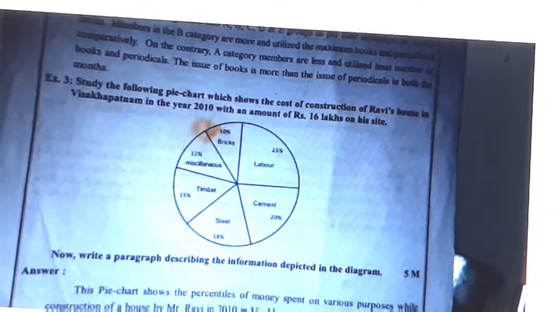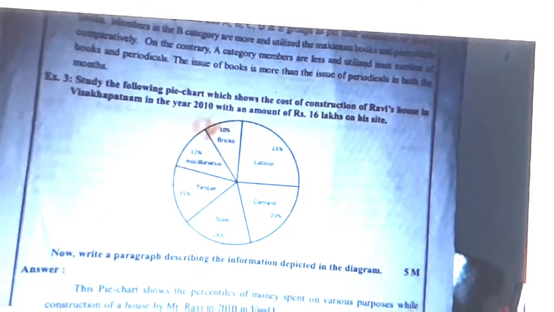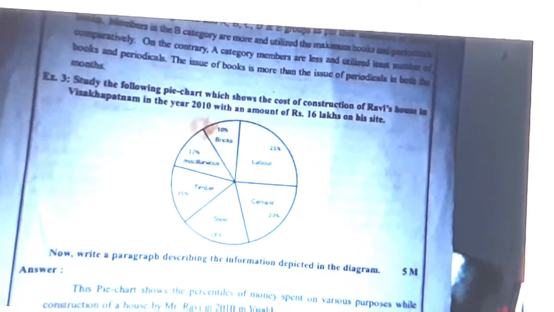I am going to tell you some easy tips, even for slow learners. I am going to give you some easy tips to write it very easily. Okay, let's start. Below the question, they ask to write a paragraph.